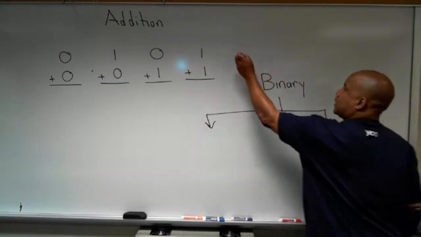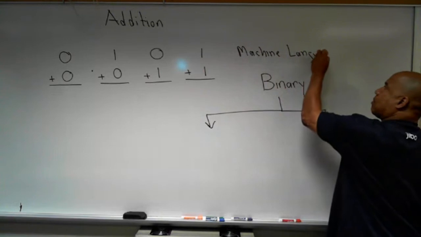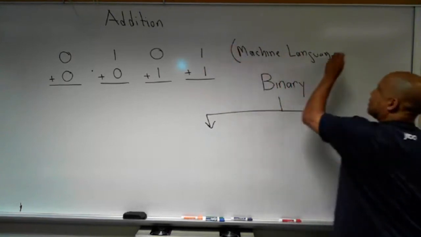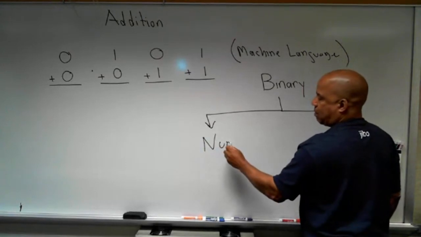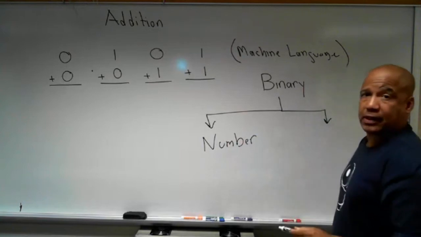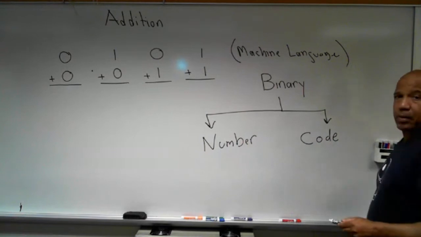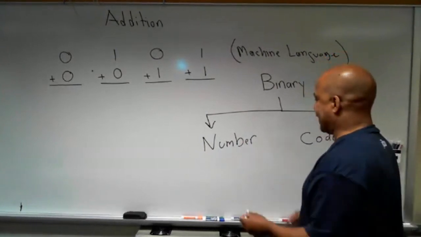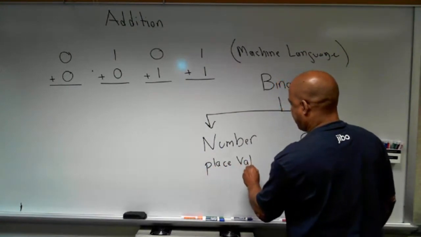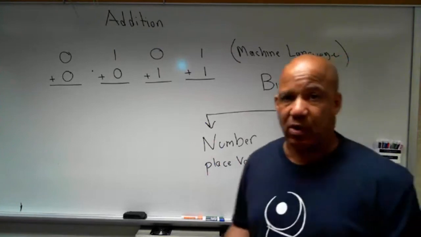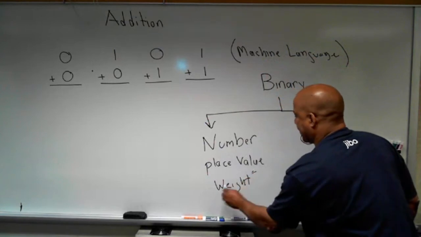And when I'm dealing with binary, let me just put machine language. So if I have binary, I can either have a binary number, which is what we talked about in the last class, or I can have a binary code, which we haven't talked about. We'll talk about that on Friday. But basically, a binary number has what we call place value. But remember we said in digital systems, we don't call it place value. We call it weights. Same thing. Each place has a weight.